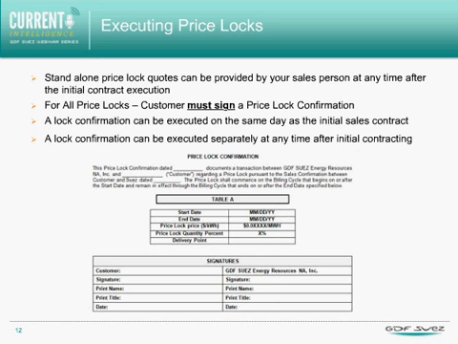For the documentation of the locks, the customer must sign a price lock confirmation. There is an image of the price lock confirmation at the bottom of the screen. This is the confirmation in its entirety. It's very simple, just identifying the parties, the terms, the price, and a signature box.